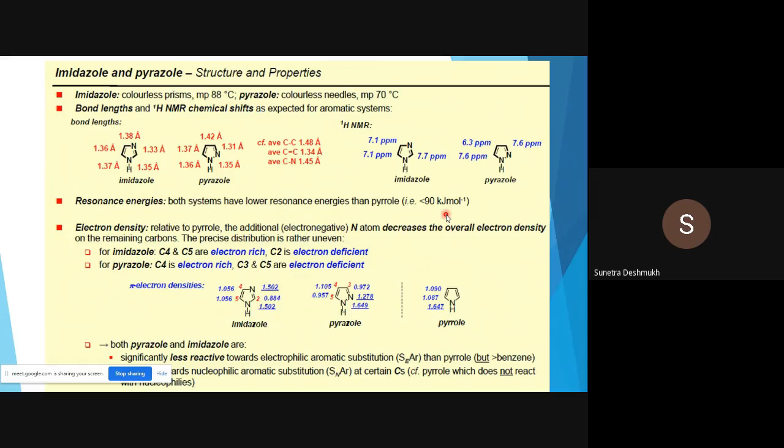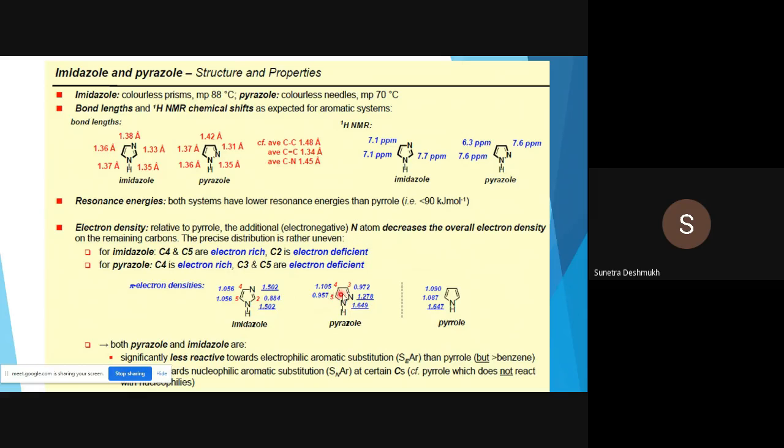The precise distribution is rather uneven. For imidazole, C4 and C5 are electron rich. C2 is electron deficient, highly so, because that one is present in between two nitrogen atoms. That's why the electron density on this carbon atom is less. For pyrazole, C4 is electron rich. C3 and C5 are electron deficient.